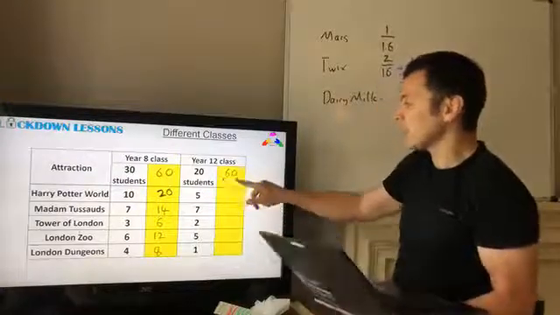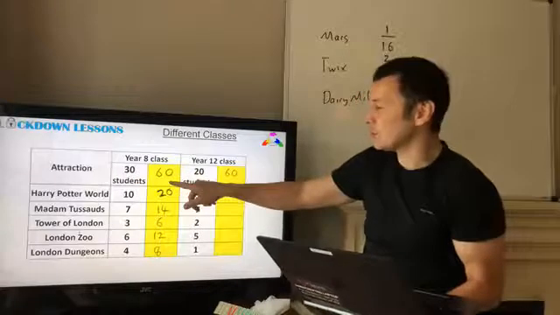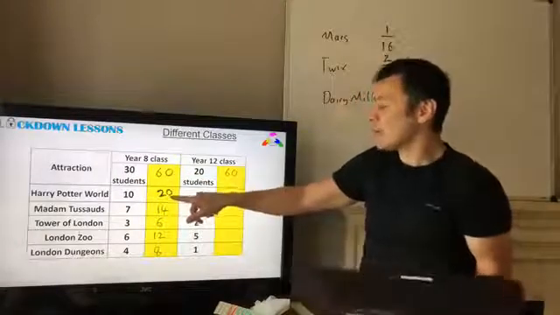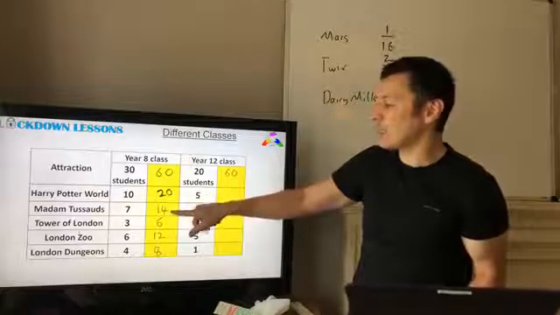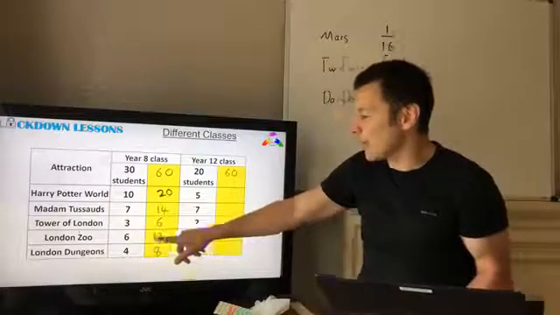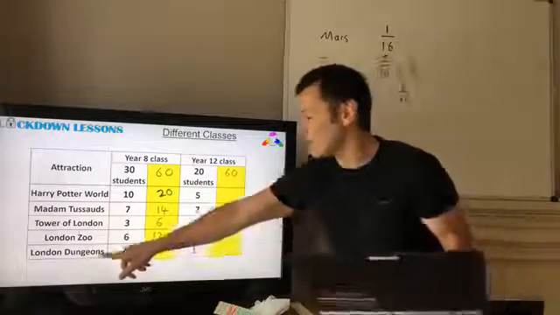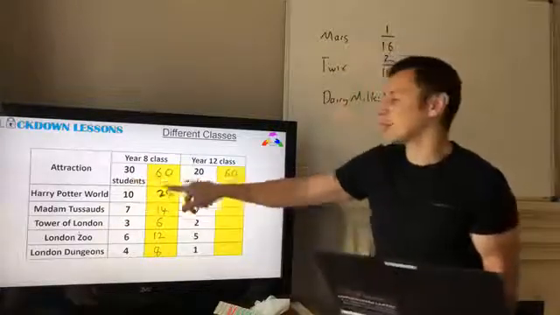So if there were 60 students in the class, instead of 30 students, I would say that I think 20 of them would like Harry Potter. I would think 14 of them would like Madame Tussauds, 6 of them would like the Tower of London, 12 would like London Zoo, and 8 would like the Dungeons, if there were 60. Because I've doubled the students in that class to 60.